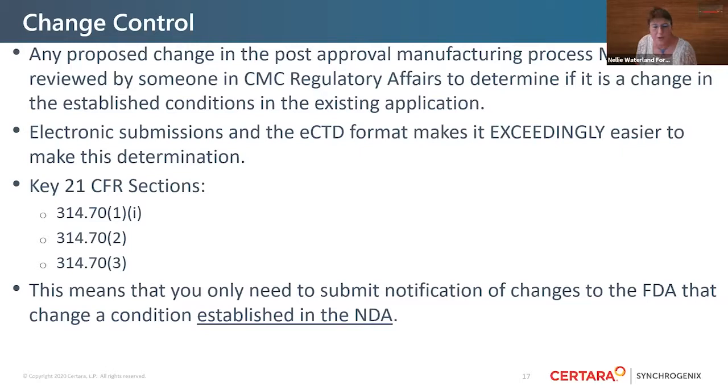That means that if you have two guidance documents and one says that this type of change should be a prior approval, and the same type of change in another guidance document says it's a CBE-30, changes being effected in 30 days, then you can submit it as a CBE-30. You only need to submit notification of changes to the FDA that change a condition established in the NDA. You still need to assess the effects of any change, as we spoke about before. This is GMP. And you need to make a change in accordance with a regulation or guidance that provides for the least burdensome notification of the change.